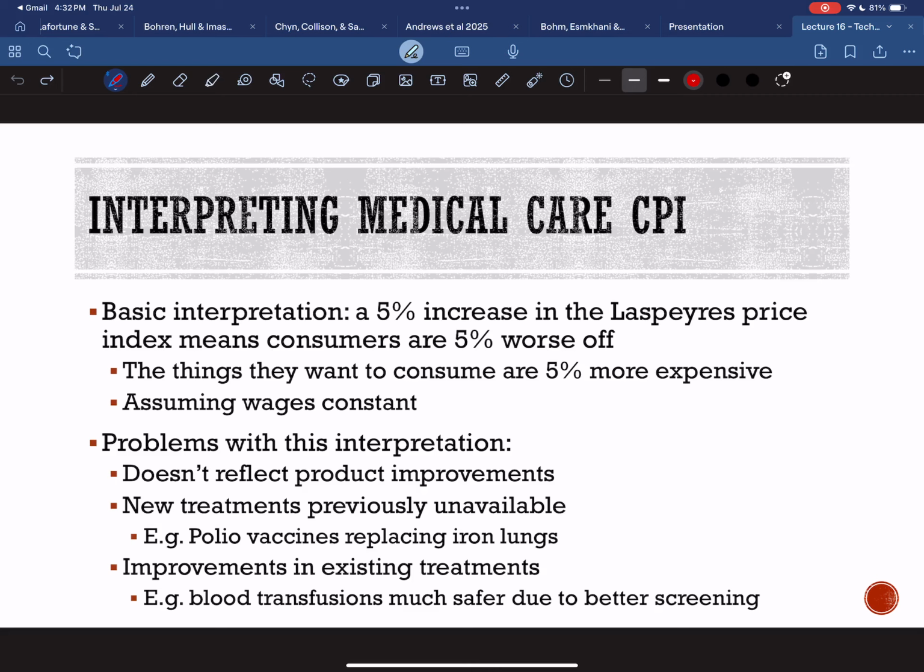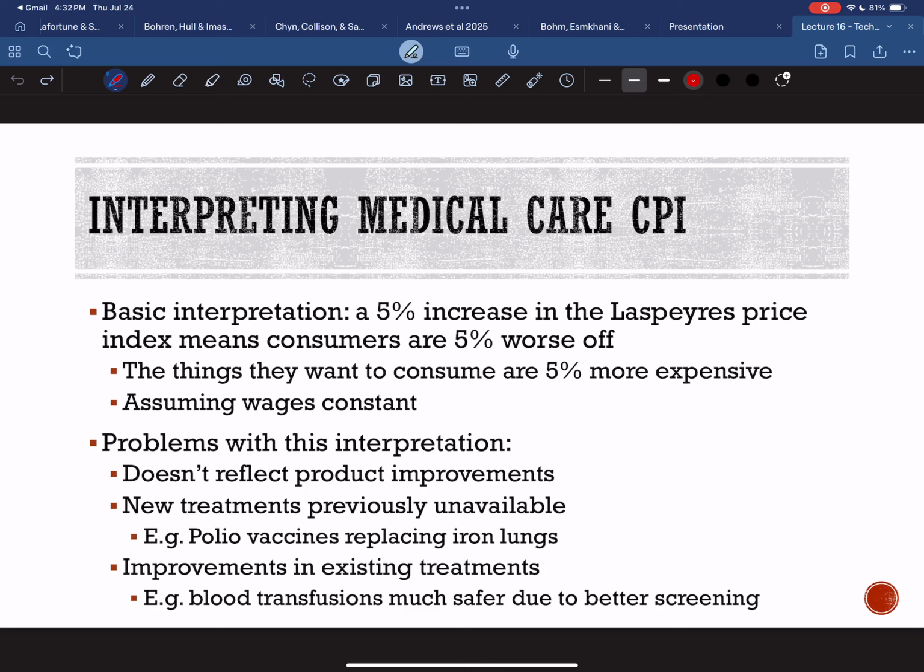It also doesn't capture new treatments that were previously unavailable. So, for example, polio vaccines replacing iron lungs. Right, polio vaccines are way more effective than iron lungs. They're way more pleasant than iron lungs. An iron lung is a giant machine that basically forces you to breathe if you're paralyzed. And after the polio vaccine came out, we didn't need iron lungs anymore.